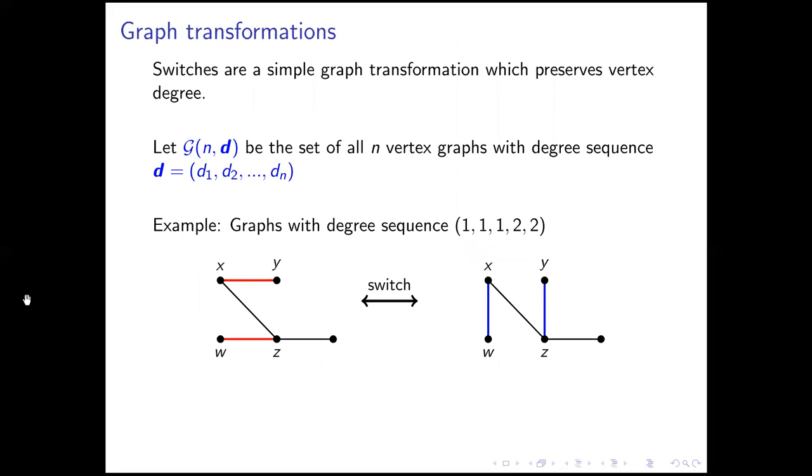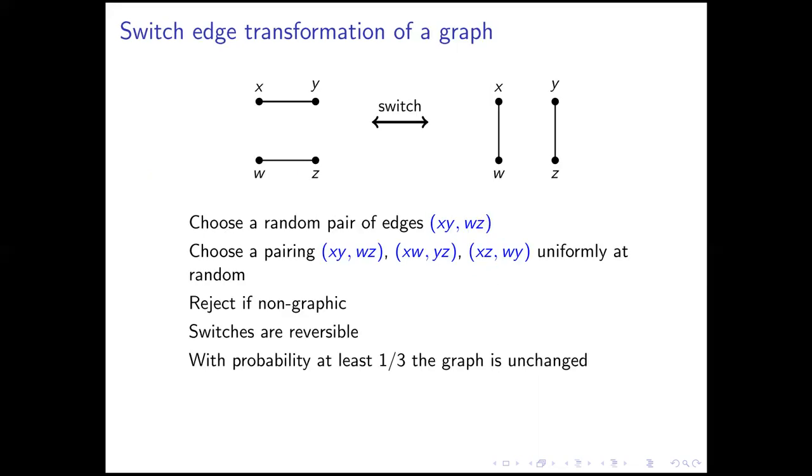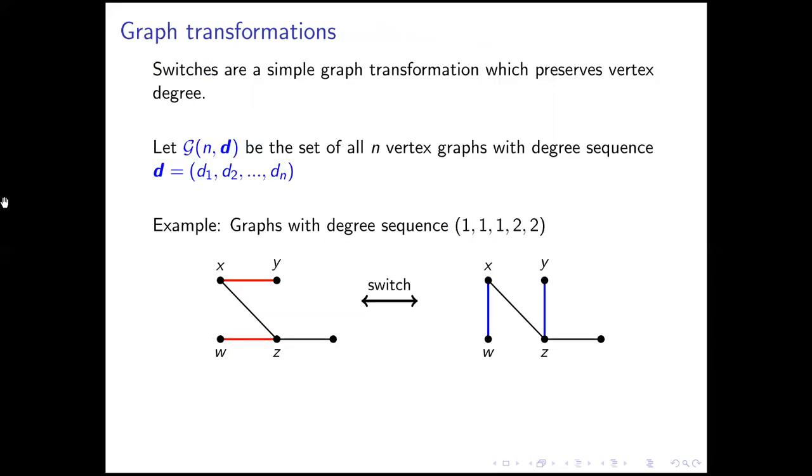Okay, so switches are an example of graph transformation. It's a way of moving between graphs by just changing a pair of edges at a time. And the thing about switches is they don't change the vertex degree, because if you look at this, the vertex X loses an edge and the vertex X gains an edge, so nothing changes at the vertices. So it's a transformation within the space of graphs of a given degree sequence. And there's an example at the bottom of the page of a graph with degree sequence 1, 1, 1, 2, 2.